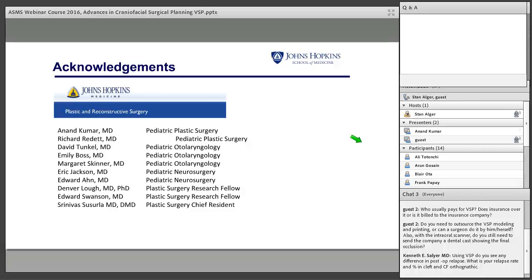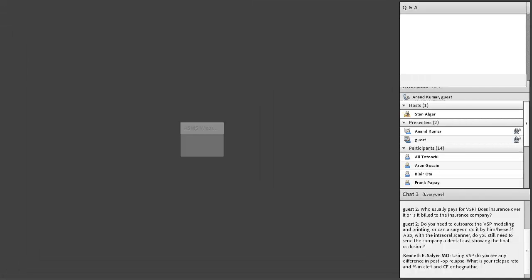And our final question, using VSP, do you see any difference in post-op relapse? What is your relapse rate and percent in cleft and CF orthognathic? Okay, so that's a great question. So this is just like lap chole, which is, the operation hasn't changed, just how we do the operation. The human being and the factors that came before have not changed.